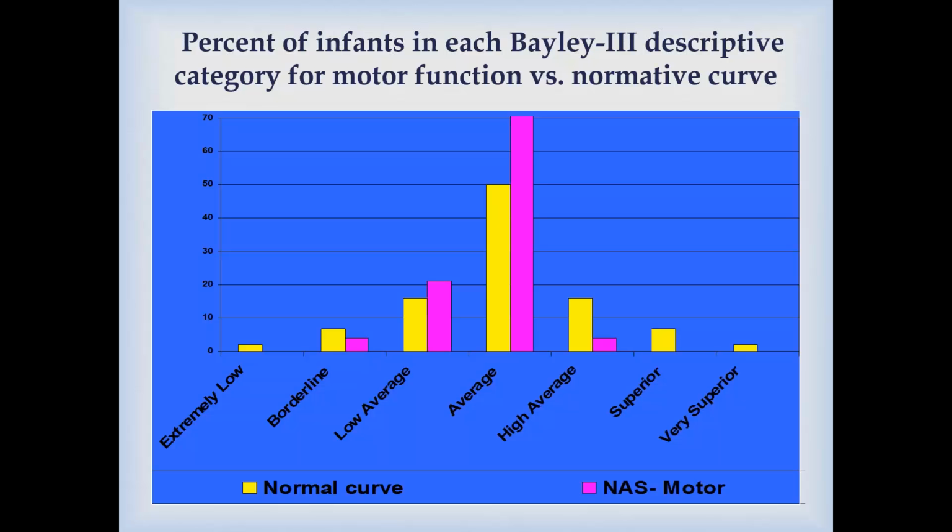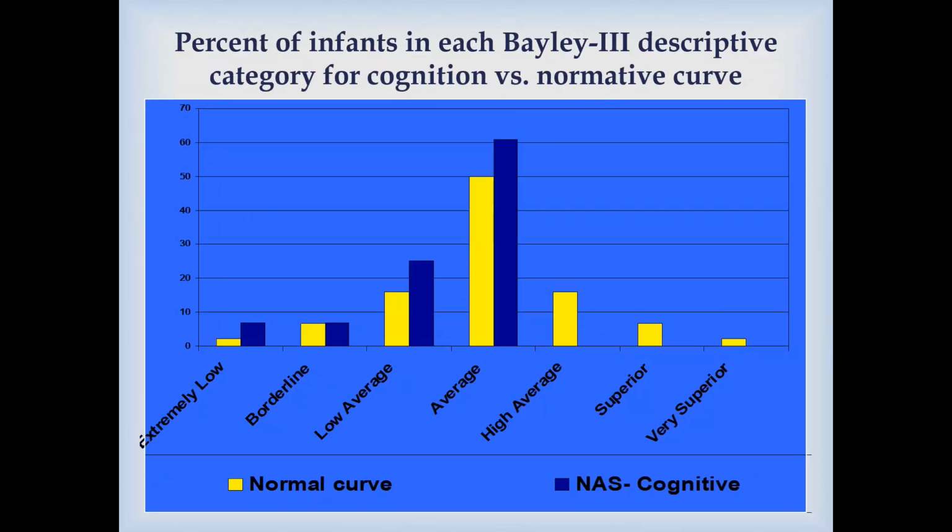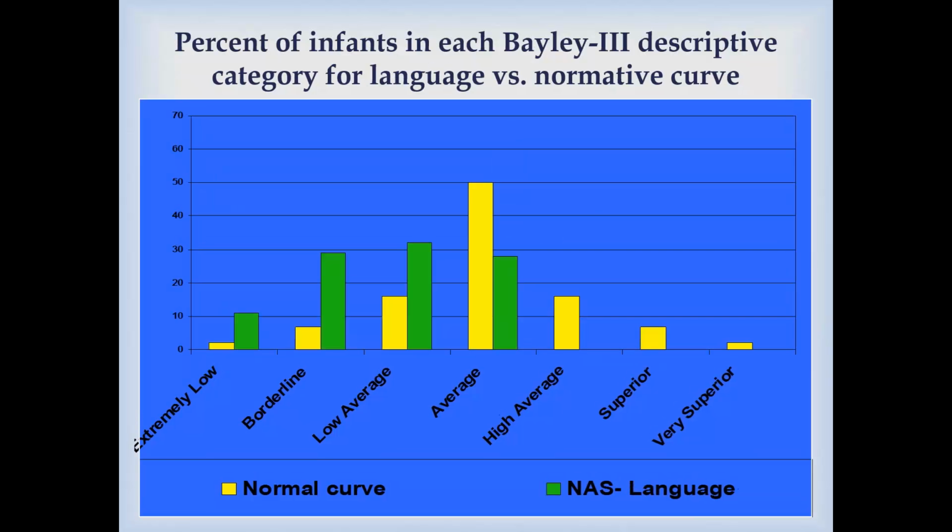function. So here we have the curve comparing the normal Bailey curve versus the scores on our patients in pink for motor. And you can see the distribution. Not too bad, but we certainly didn't have any children in the superior or very superior category. Here we have the cognitive curve. Again, yellow is the normal curve, and our patients are the dark blue lines. The language, yellow is normal, and the green curve is our patient population.